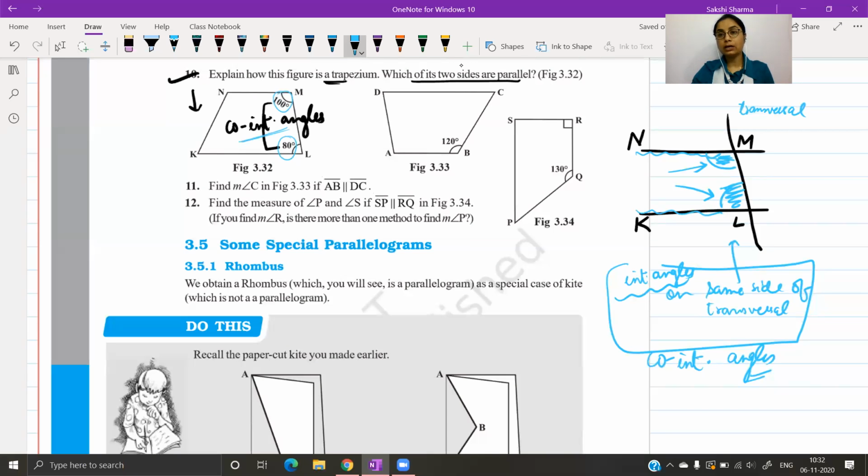And if these are supplementary, which is clearly seen here, the sum is 180, these are supplementary. So if your co-interior angles are supplementary, then the lines are parallel. So the answer will be yes in this case. And then you have to write down which two sides will be parallel, the sides which contain the two angles. So the line on the top and the bottom one, these two sides will be parallel.